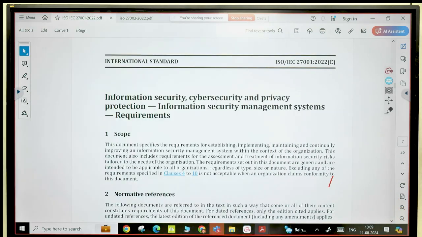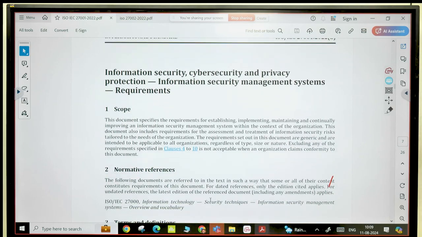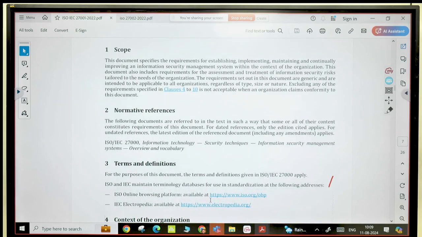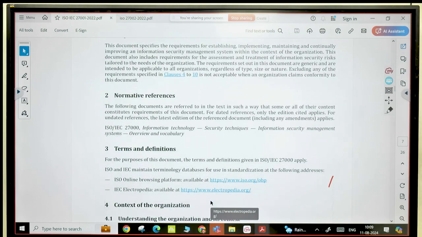Clause 2, normative references. The following documents are referred to in the text in such a way that some or all of their content constitutes requirements of this document. For dated references, only the edition cited applies. For undated references, the latest edition of the reference document, including any amendments, apply.